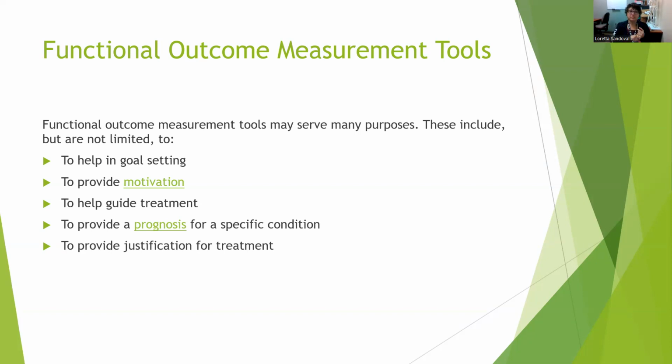So one of the things when you do a functional outcome measurement tool like the 6-minute walk test or the Berg balance scale, that can help in goal setting. You're saying, well, this is specifically what they're not good at and they need to work on. It can provide motivation to the patient when they see improvement in those areas. A lot of times you have to point it out to them. People feel like they're not improving. You'd say, well, look, when we first started, you couldn't do this and now you can.